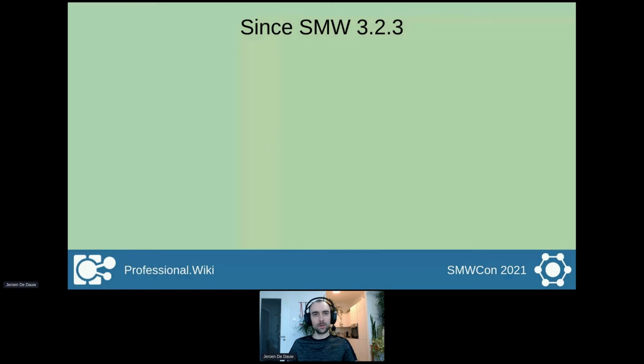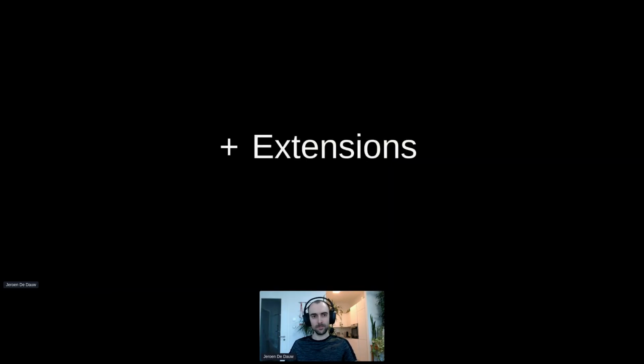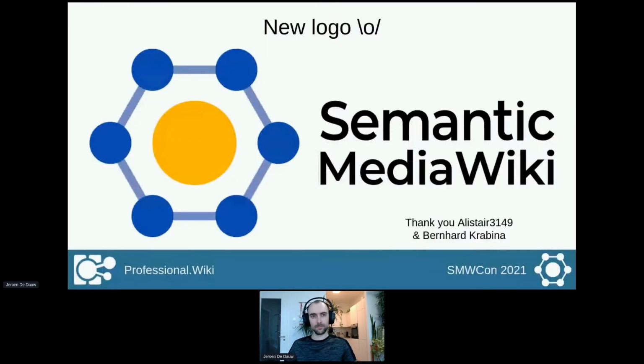So now we'll have a look at what happened in numbers again since the last stable Semantic MediaWiki release, that was 3.2.3. We had over 275 commits by 33 amazing contributors, changing a grand total of over 1,000 files. And that's just for Semantic MediaWiki itself. That doesn't include changes to all the various extensions and tools that are part of the Semantic MediaWiki ecosystem. We've also got the new logo, and a big thank you there to Alistair for creating the logo and to Bernard for kicking off the process.